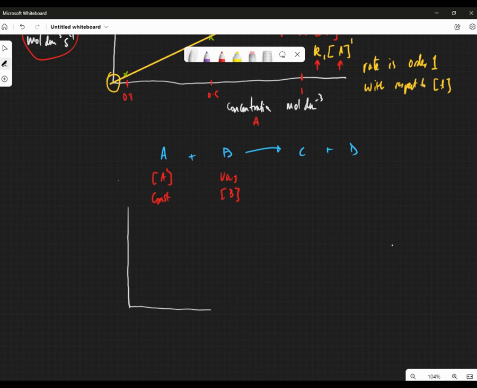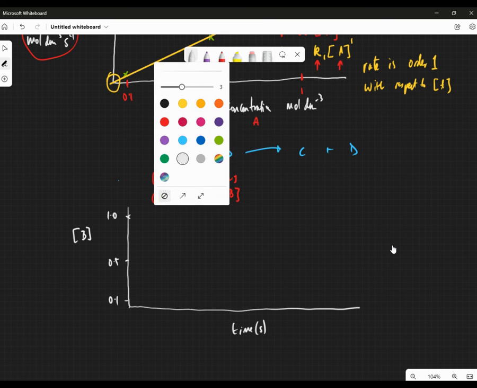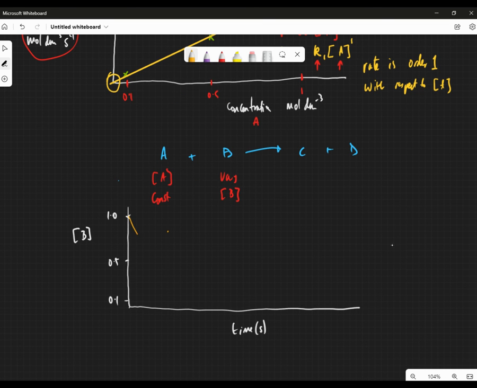There we go. We draw another graph, and this is concentration of B now. This is going to change. Again, I'm going to start at 1, then 0.5, and let's say 0.1 again. I'm going to do this against time in seconds, and again I should get a graph that looks something like this.